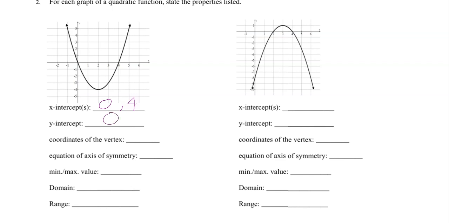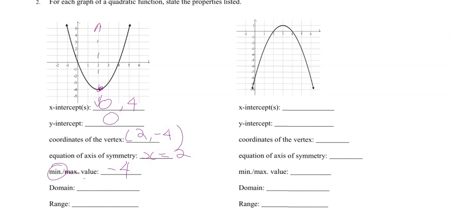Coordinates of the vertex, okay, that's here. That's at 2, negative 4. Equation of the axis of symmetry. The axis of symmetry is a vertical line that runs through the vertex. That will be x equals 2. This opens up, so it has a minimum value. Okay, it's a minimum value of negative 4. That minimum value is negative 4.